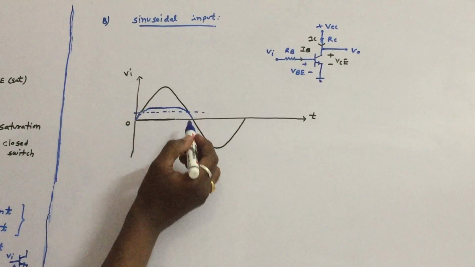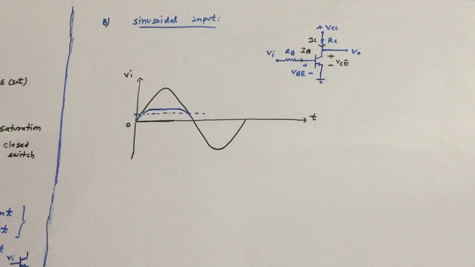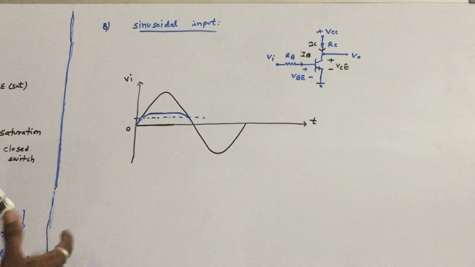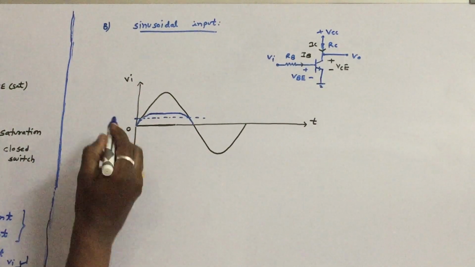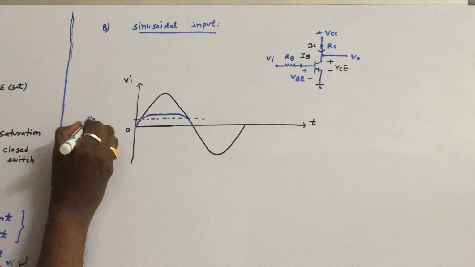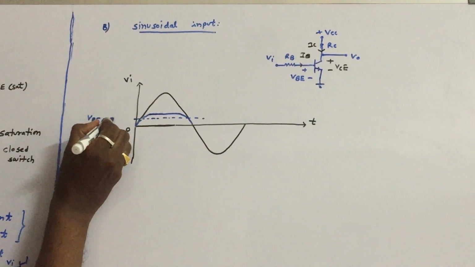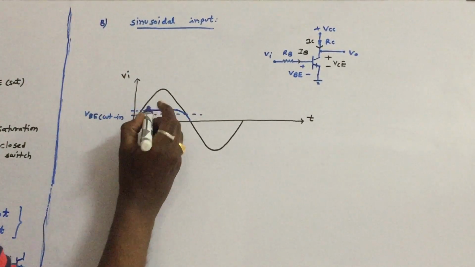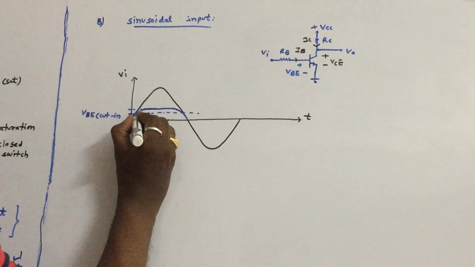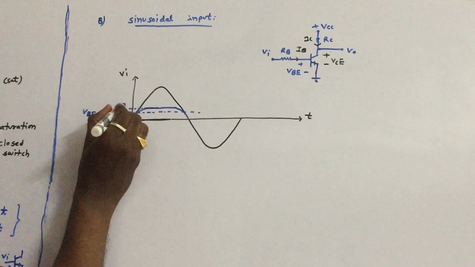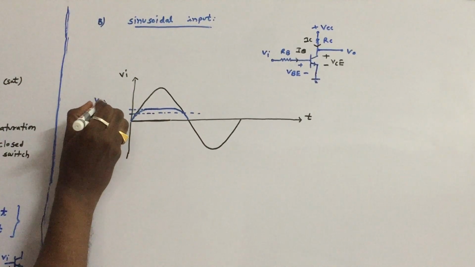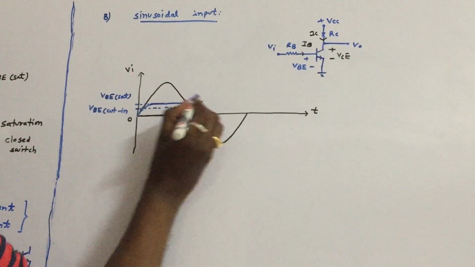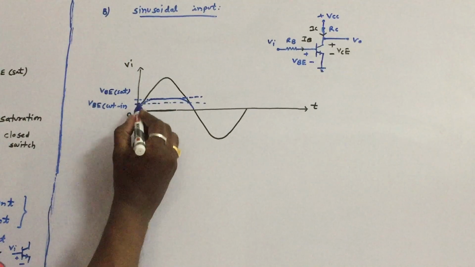During the negative half cycle, the transistor will act as an open circuit, so the negative half cycle will not appear in VBE. Here you have to mention the first dotted line as VBE cut-in. Look at this line very carefully: there are two portions. This portion is VBE saturation. The first dotted line is VBE cut-in, the second dotted line is VBE saturation.